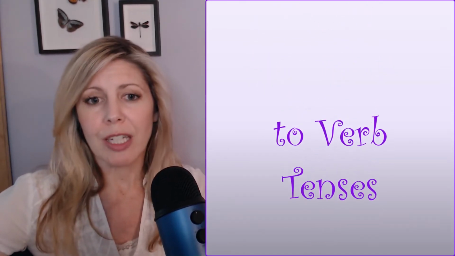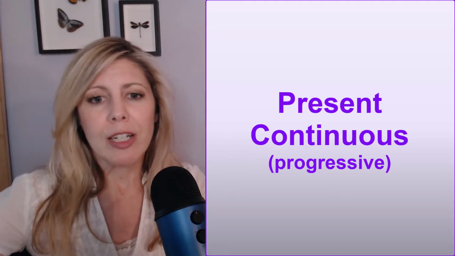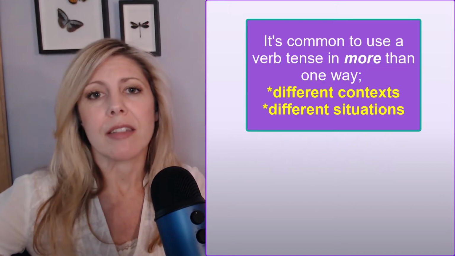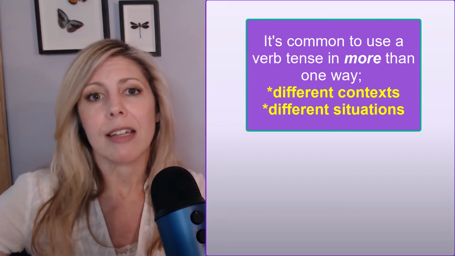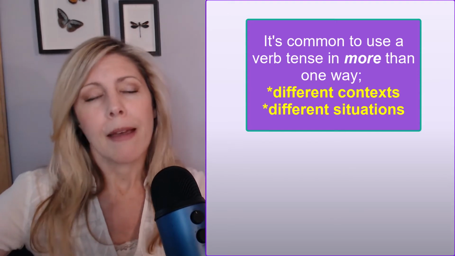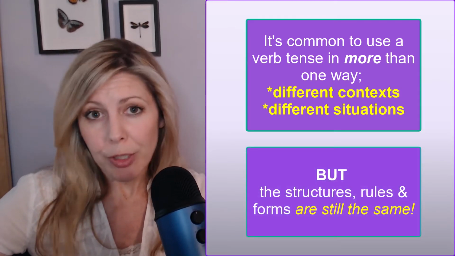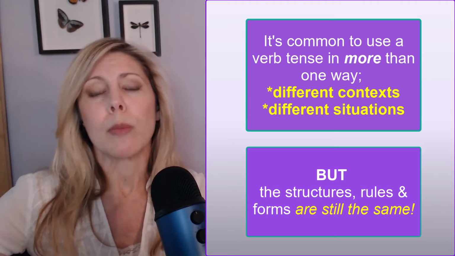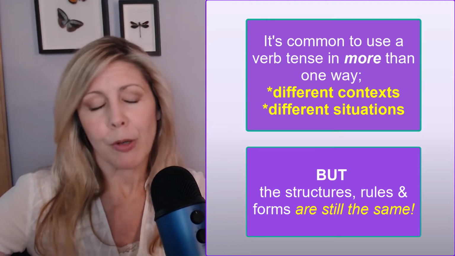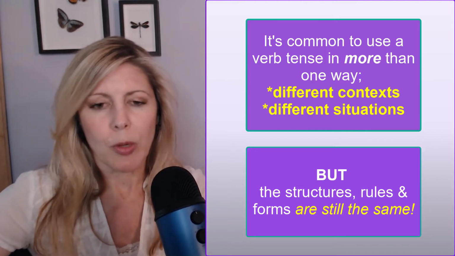So in this video, I'm going to talk about the present continuous and the ways that we use it. Now, it's very common in English to use a tense in more than one way, with slightly different context and situations. But even if the context and situations are a little different in that tense, the structures and rules and forms are still the same. So it's kind of good to understand these different contexts and situations.